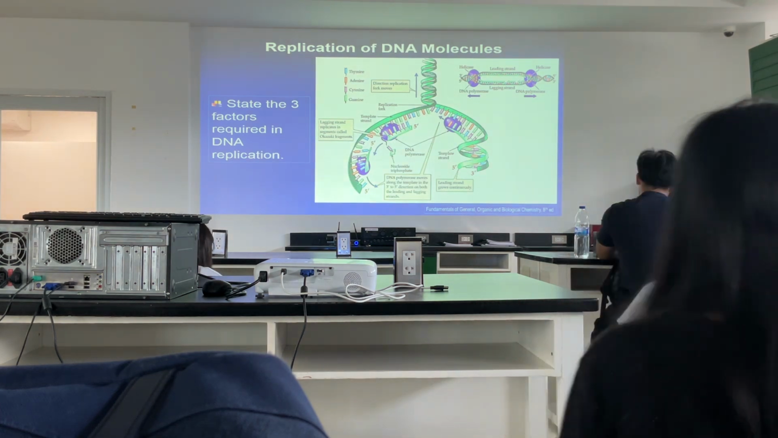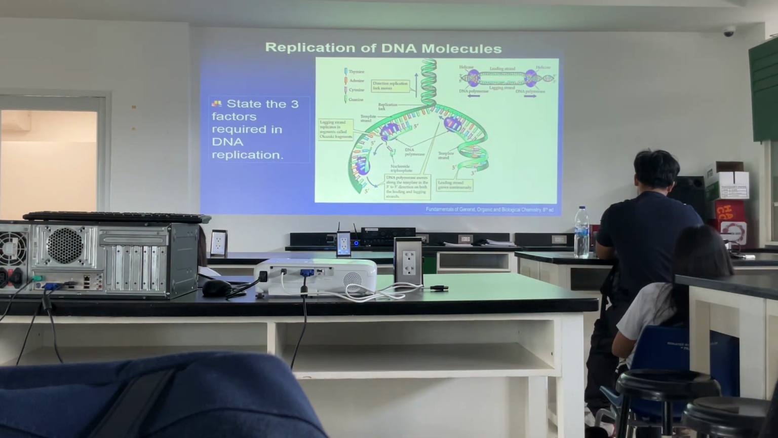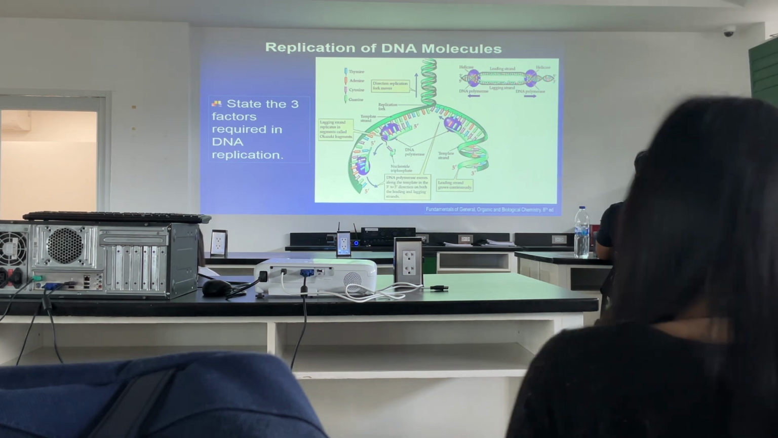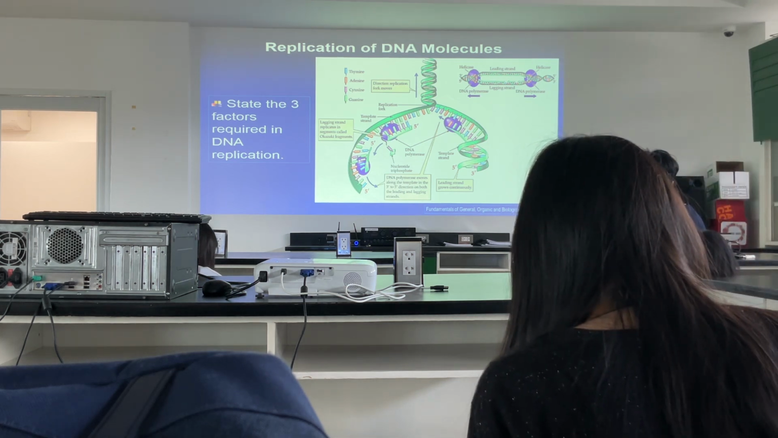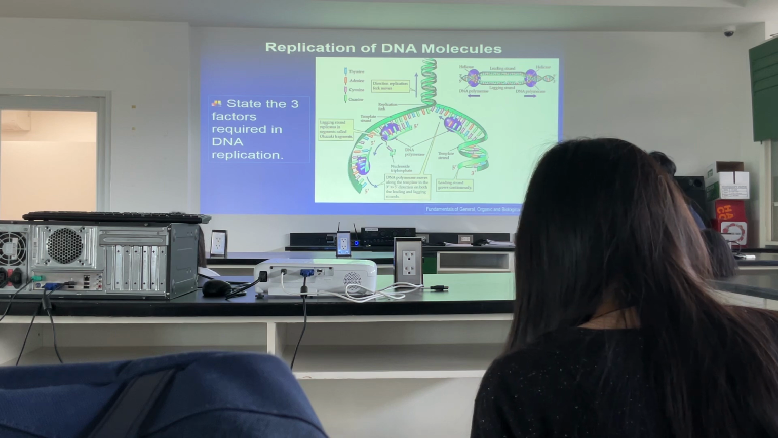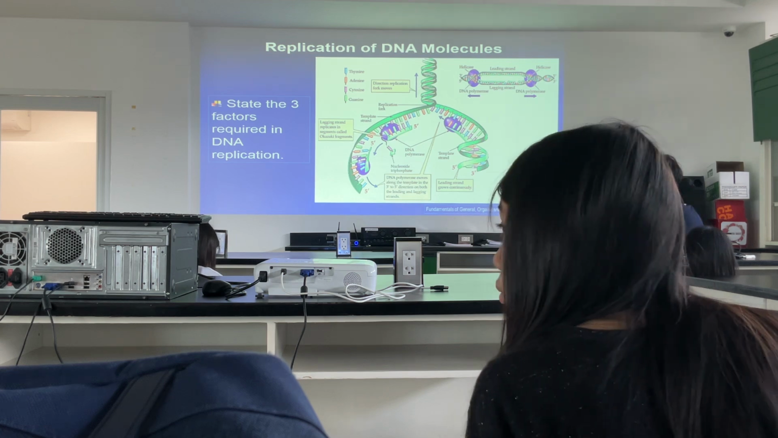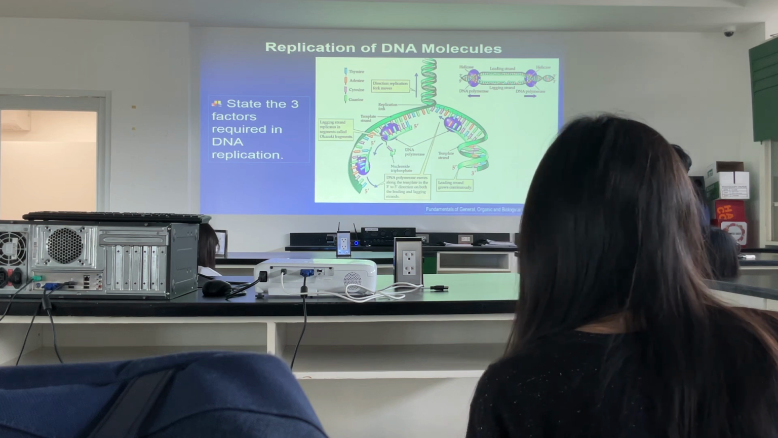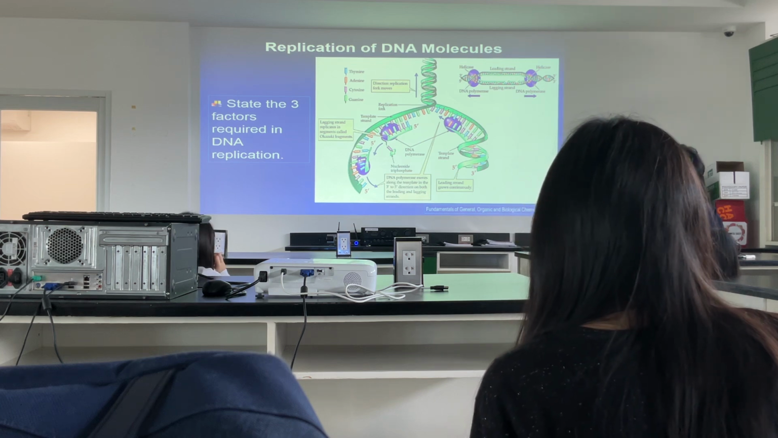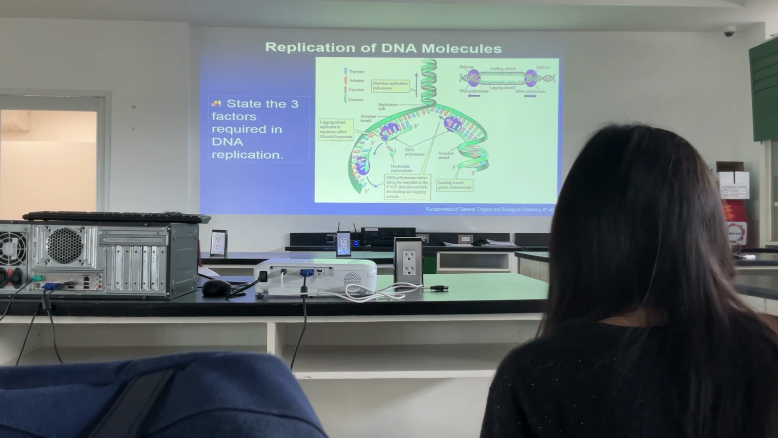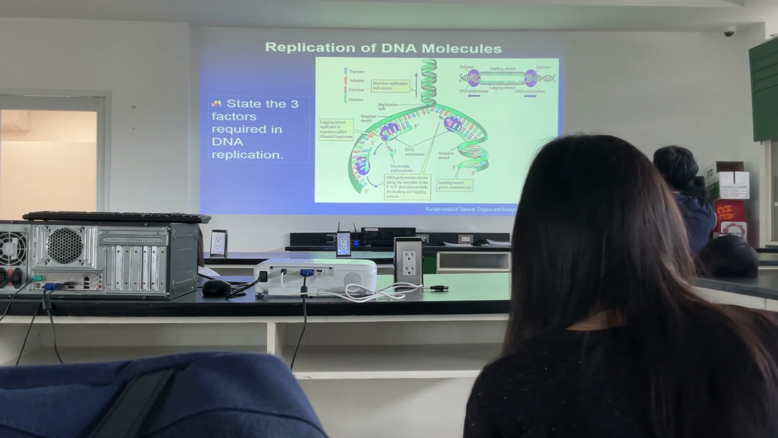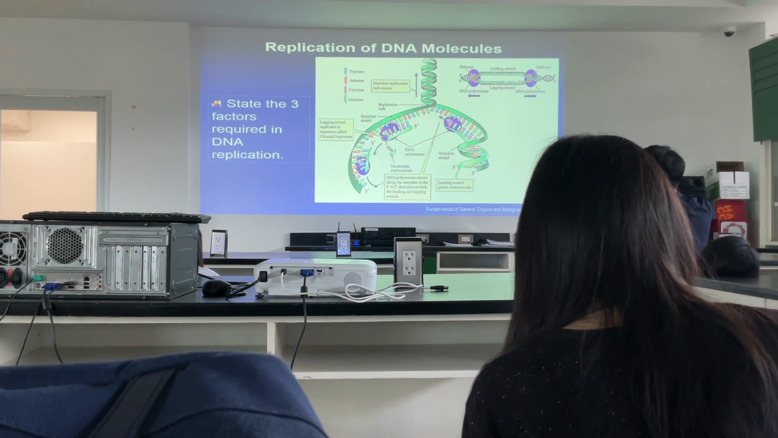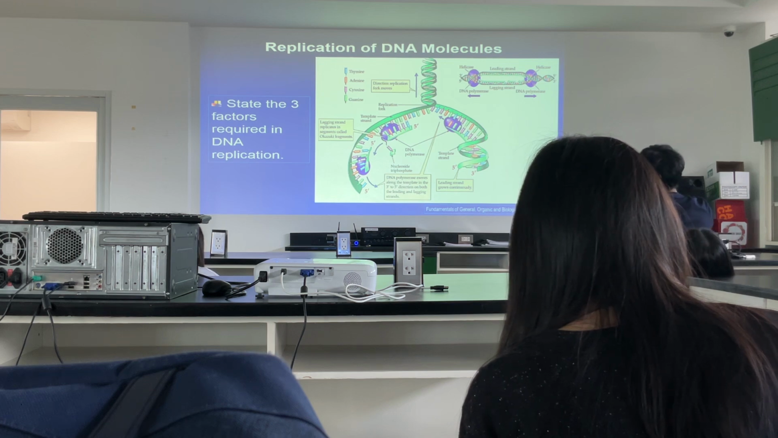So how many enzymes now? Three. Another one is primase. A primase synthesizes the RNA, ribonucleic acid, primer. Later, we will discuss the role of this RNA primer during DNA replication. So you now have four enzymes.